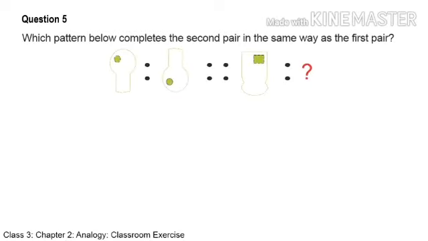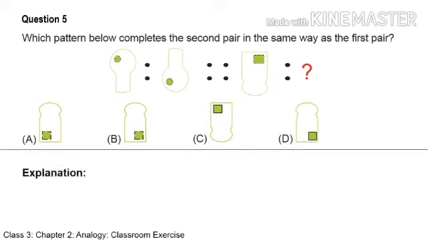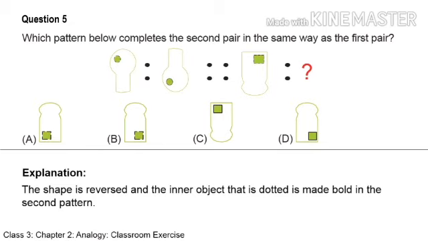Let's move on to the next example. Let's find out which pattern below completes the second pair in the same way as the first pair. We have options A, B, C, or D. Look at all the options carefully. Did you find the answer? Yes, the shape is reversed and the inner object that is dotted is made bold in the second pattern. Hence, the correct answer is option D.